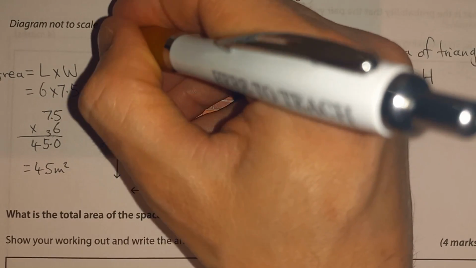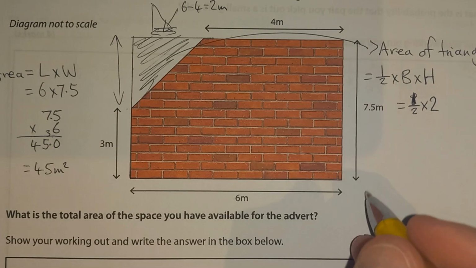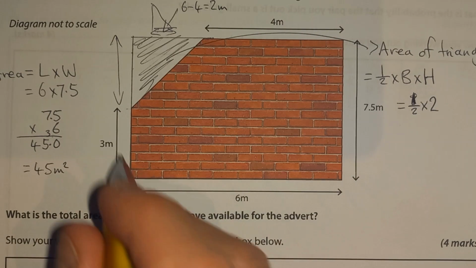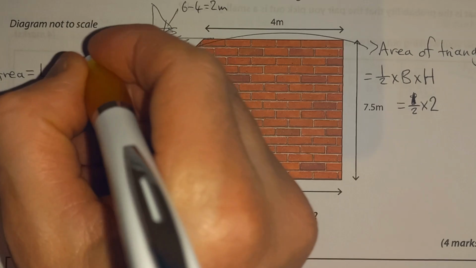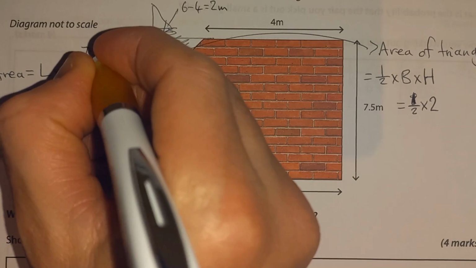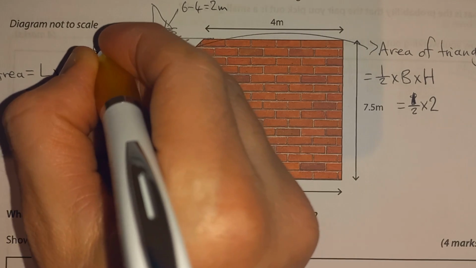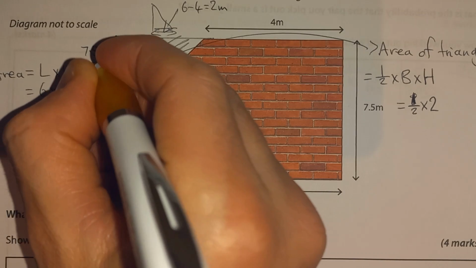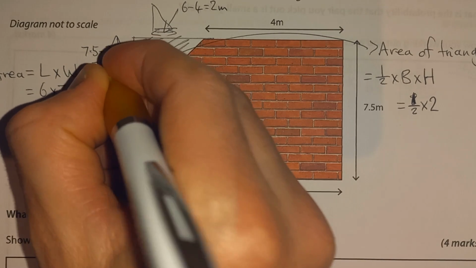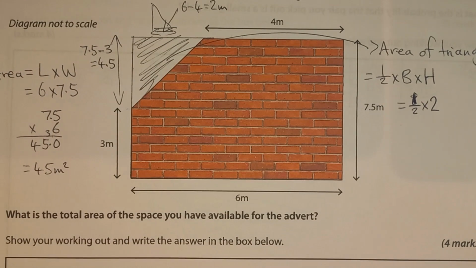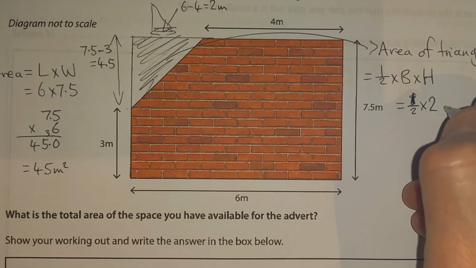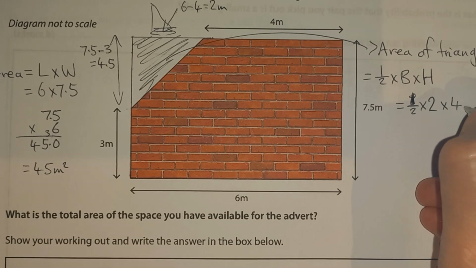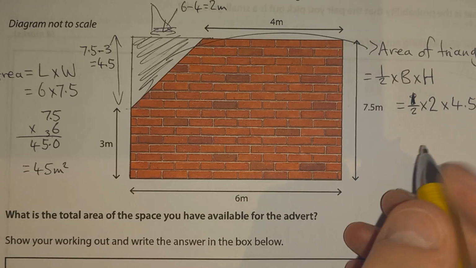And the height, so the height, that measurement there, well, we know all of this is 7.5 and this bit is 3. So we want 7.5 minus 3. That's going to leave us with 4.5. So we've got the height as 4.5.